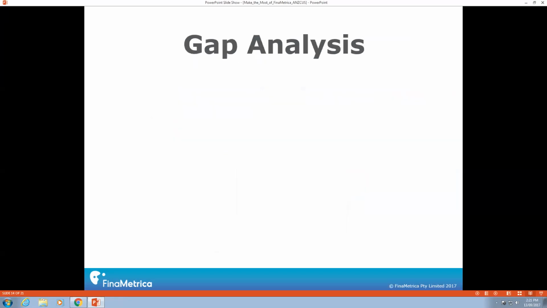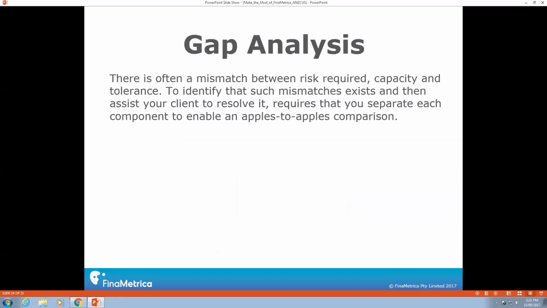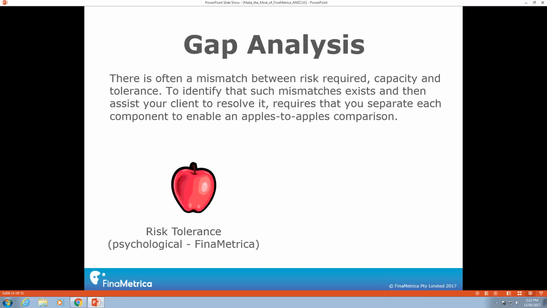There is often a mismatch between risk required, risk capacity, and risk tolerance. So to be able to identify such mismatches and to assist your client to resolve it, you need to separate each component to enable an apples to apples comparison. FinaMetrica gives you the first piece of the puzzle, the risk tolerance. That is, how emotionally comfortable your client is with taking risk.